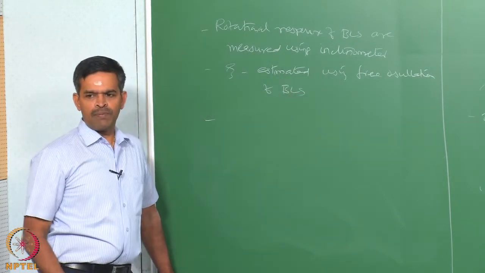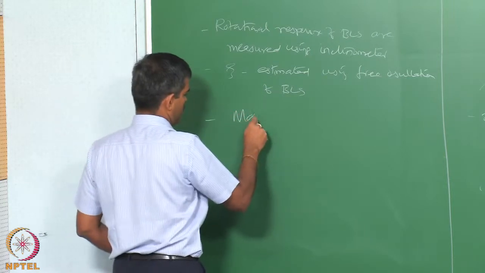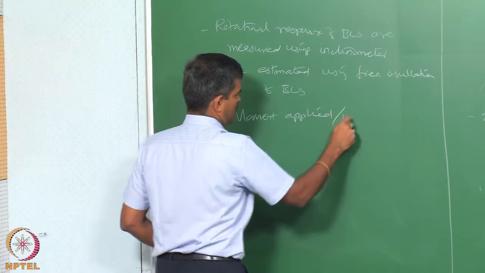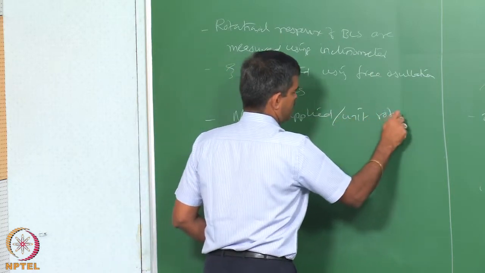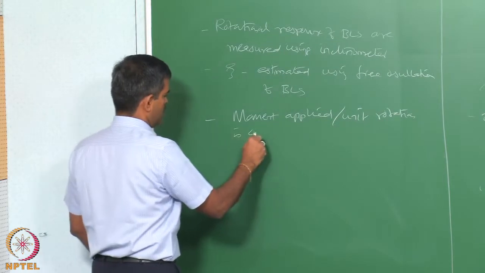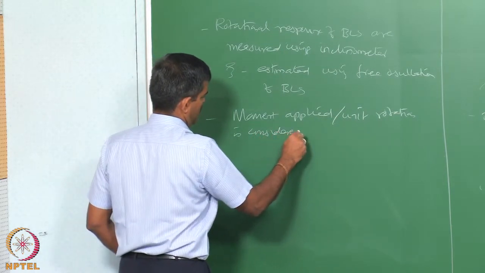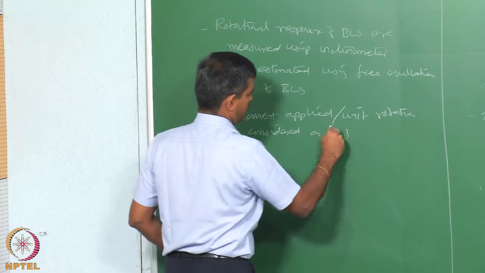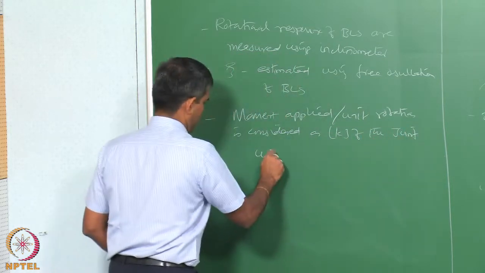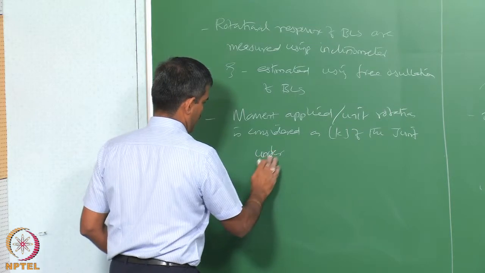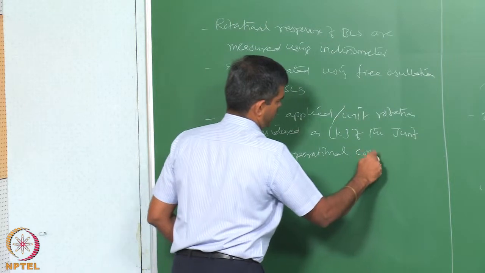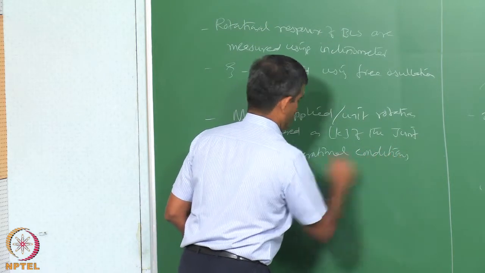The moment applied per unit rotation, which will give me the stiffness of the system, is considered as the stiffness of the joint under operational conditions. Okay, that is very important.